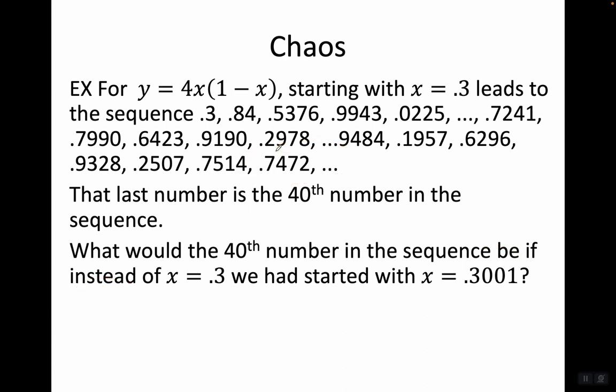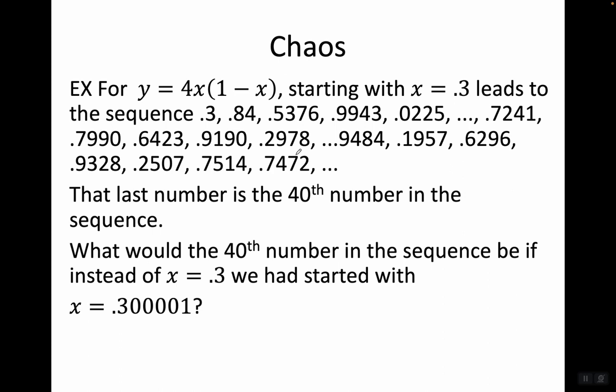What if we started with x equals 0.3001? 0.9400, again, very different from 0.7472. Okay, let's try this one. 0.30001. That is really close to 0.3. Surely that's going to give us a number close to 0.7472. Nope, not even close.